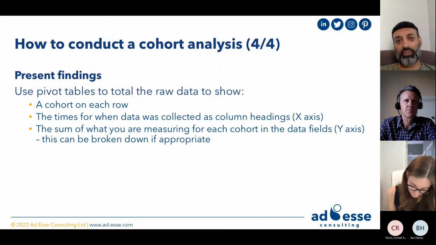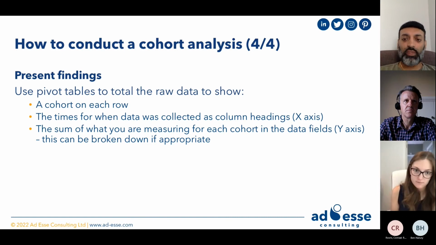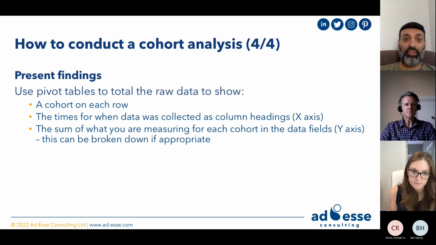So one of the things you will have to use, and most of you will be using these already, is some form of pivot table where we can get each of the cohorts into a row, in essence. So every single individual that belongs to a particular cohort becomes a row. The times for when the data is collected will become your column headings in that pivot table. And again, I'll show you an example of what that looks like.